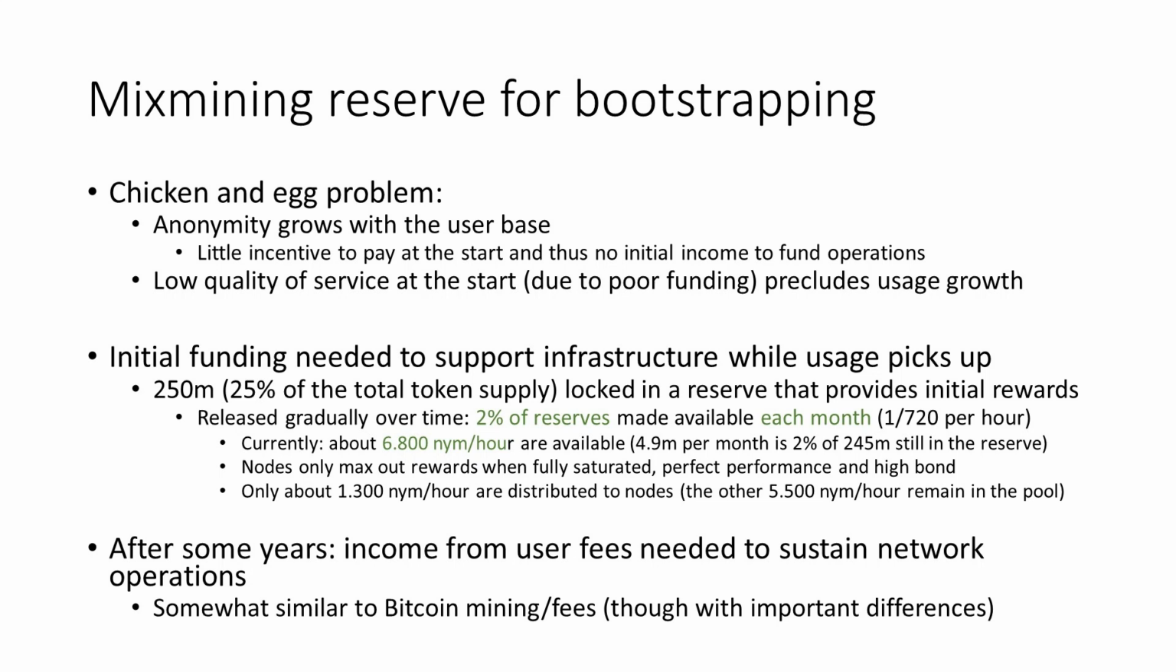So basically, of the 250 million in the reserve, we first take 2%, so that would be 5 million, and then we divide that by 720 hours, and that gives the budget per hour of rewards, okay? Like 250 million was the initial stage. Right now, it is at 245 because 5 million were already given out to mixed nodes. So right now, it is a bit less than 5 million.